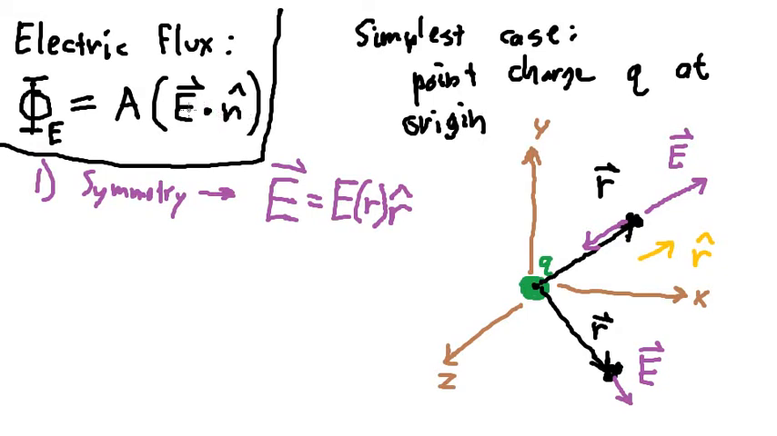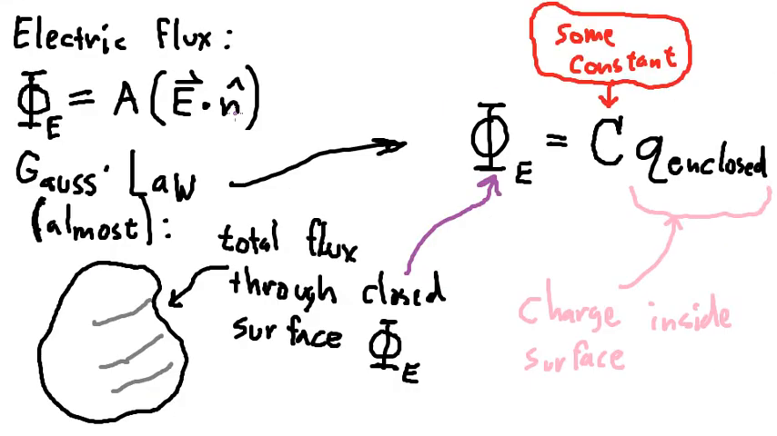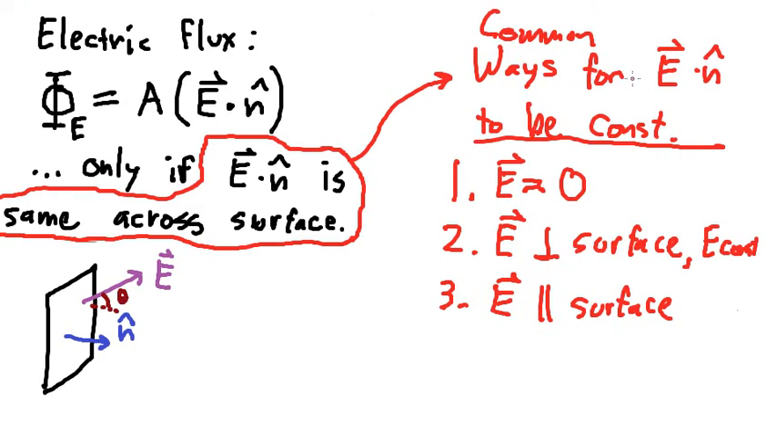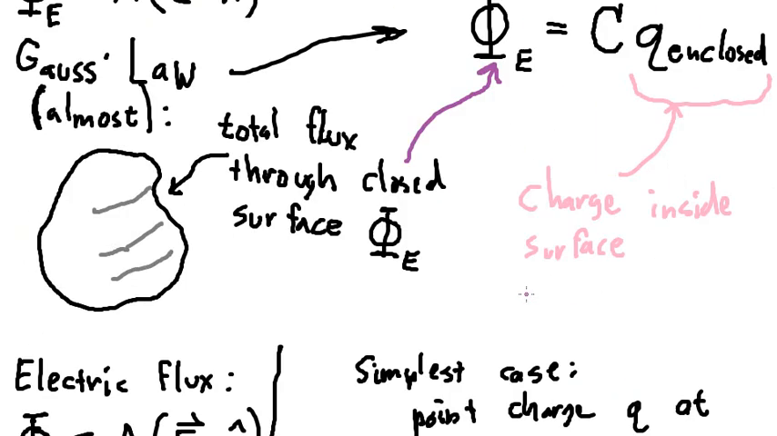So remember, this E of r is a scalar, and what we're saying is that the electric field vector can only point in the r direction or opposite to it, okay? So that sort of narrows down our possibilities. Now what we need to do is pick a surface to find the flux on, okay? This is where it gets a little tricky.